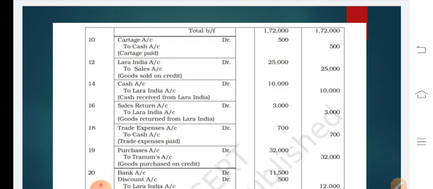So here also you can see the journal entries are: Cartage account debit to cash account, Lara India's account debit to sales account, cash account debit to Lara India's account. So these are all the journal entries we have recorded.